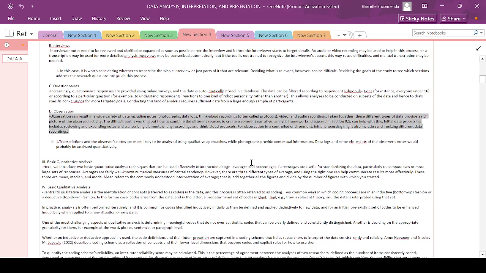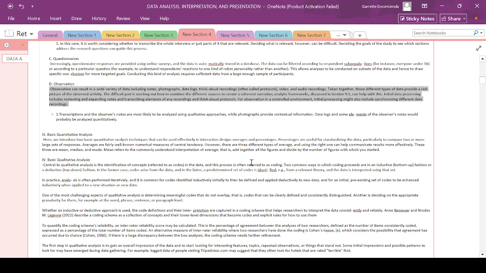Observation can result in a wide variety of data, including notes, photographs, data logs, think-aloud recordings, often called protocols, and video and audio recordings. Taken together, these different types of data provide a rich picture of the observed activity. The difficult part is working out how to combine different sources to create a coherent narrative. Analytic frameworks discussed in 9.5 can help with this.